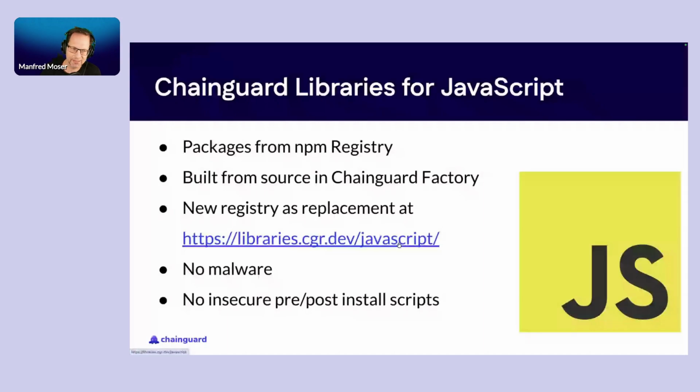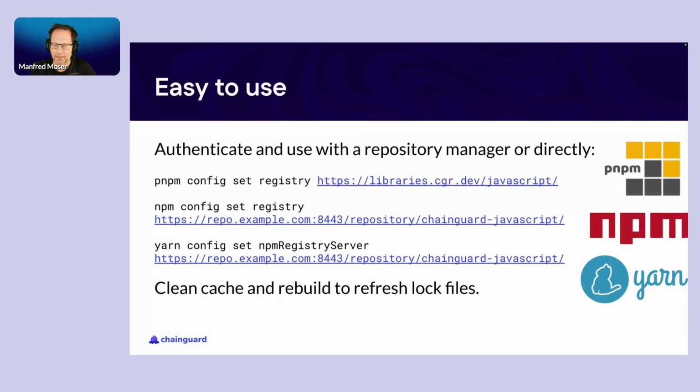This is libraries.cgr.dev/javascript, right? Like /java is where the Java one is, /python is where the Python one is, /javascript is where the JavaScript one is. And those libraries are only available with authentication. So you have to have what's called a pull token to access it. And it has no malware in it. We also don't ship any packages that have pre and post install scripts. So all of those security issues from these JavaScript libraries basically fall away.